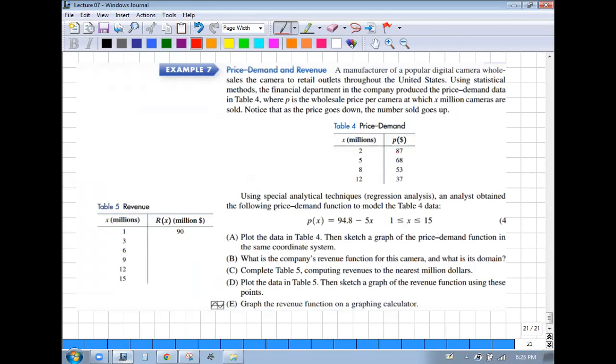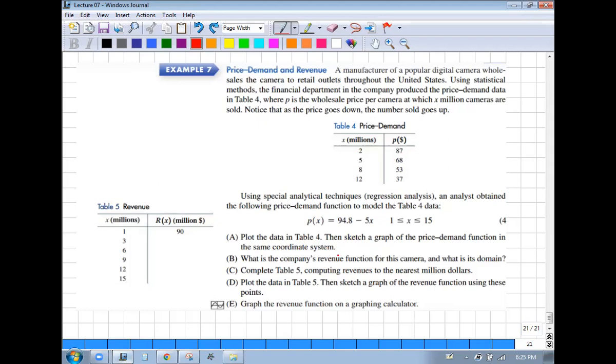If the price is 87 bucks, you could sell 2 million of them. If the price is 68 bucks, you could sell 5 million of them, and so on. Using special analytical techniques, an analyst obtained the following price demand function to model the table. Table 4 data. Okay. Plot the data in the table, then sketch a graph of the price demand function in the same coordinates.